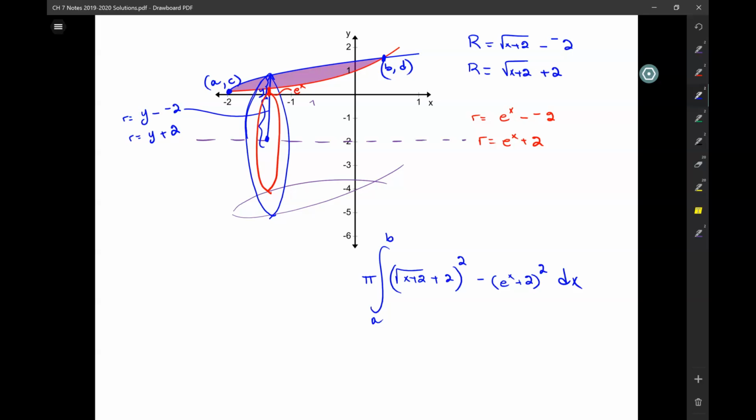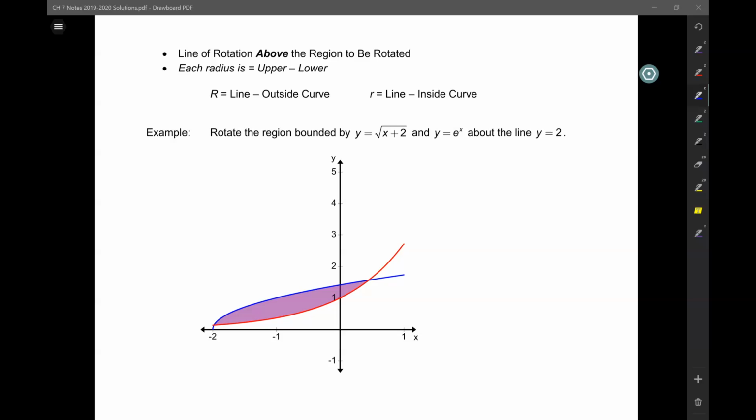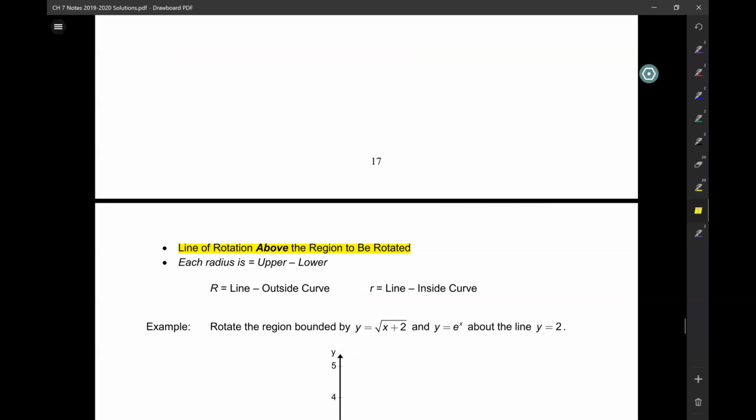Okay, Henry, then Eli. Well, you do. The line of rotation is above the region to be rotated. Okay? Is that what you have next?